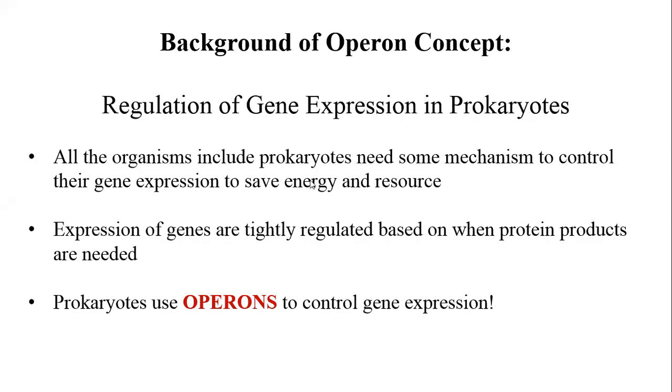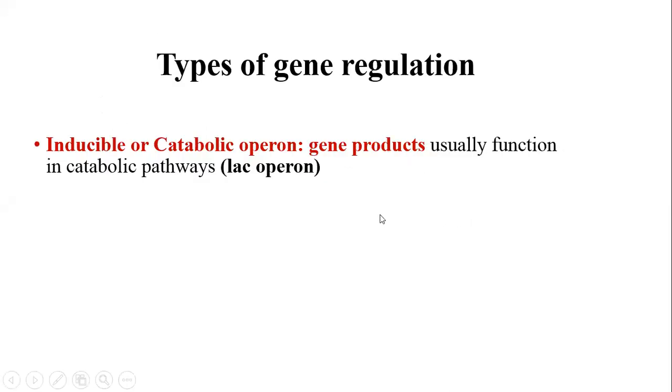The function of the operon system is to regulate gene expression in prokaryotes. All organisms, including prokaryotes, need some mechanism to control gene expression to save energy and resources. Expression of genes is tightly regulated based on when protein products are needed. Prokaryotes use operons to control gene expression.